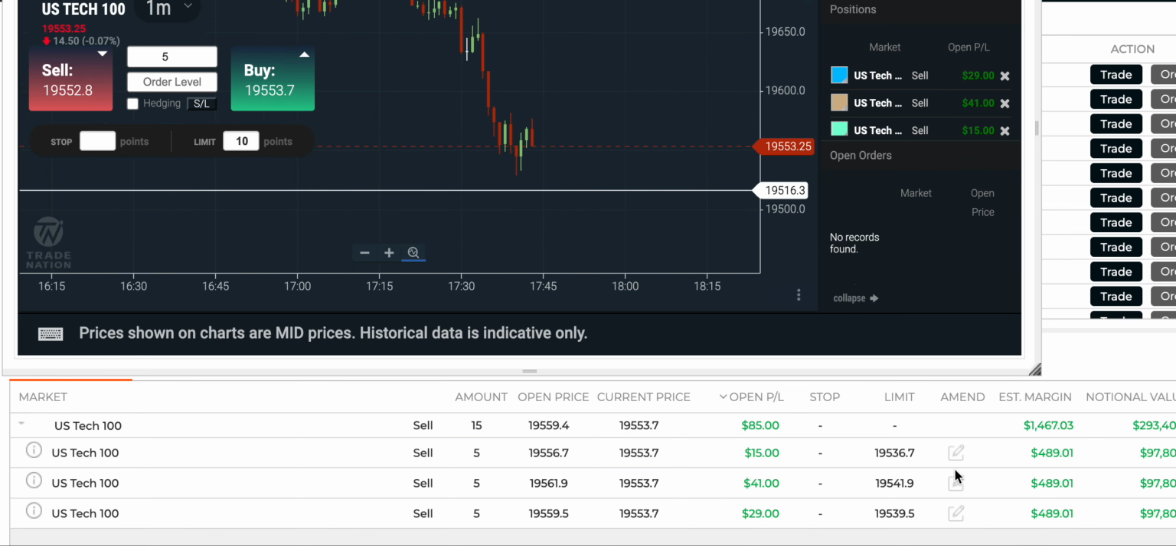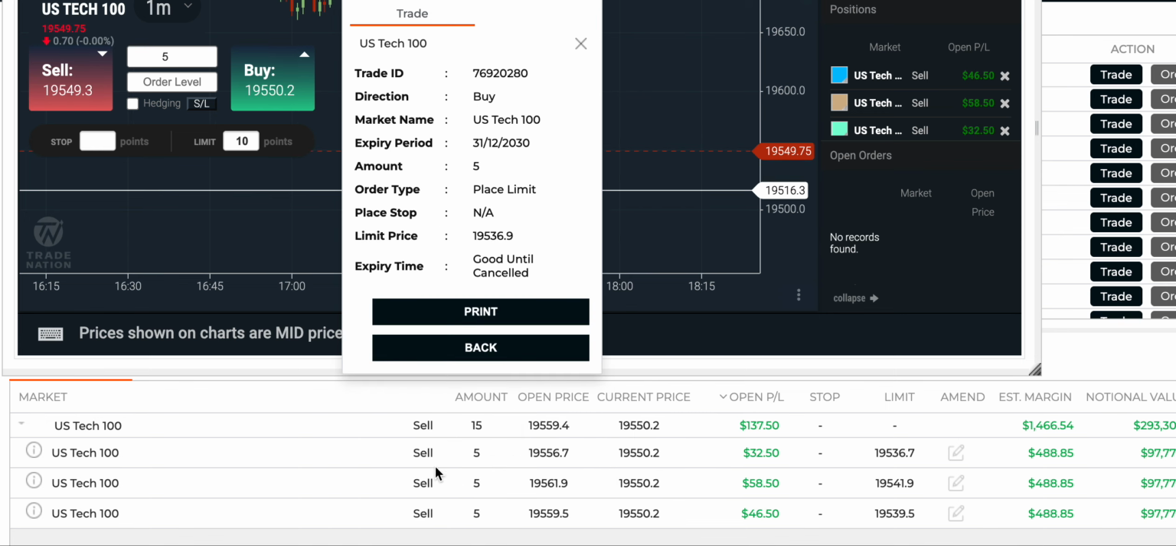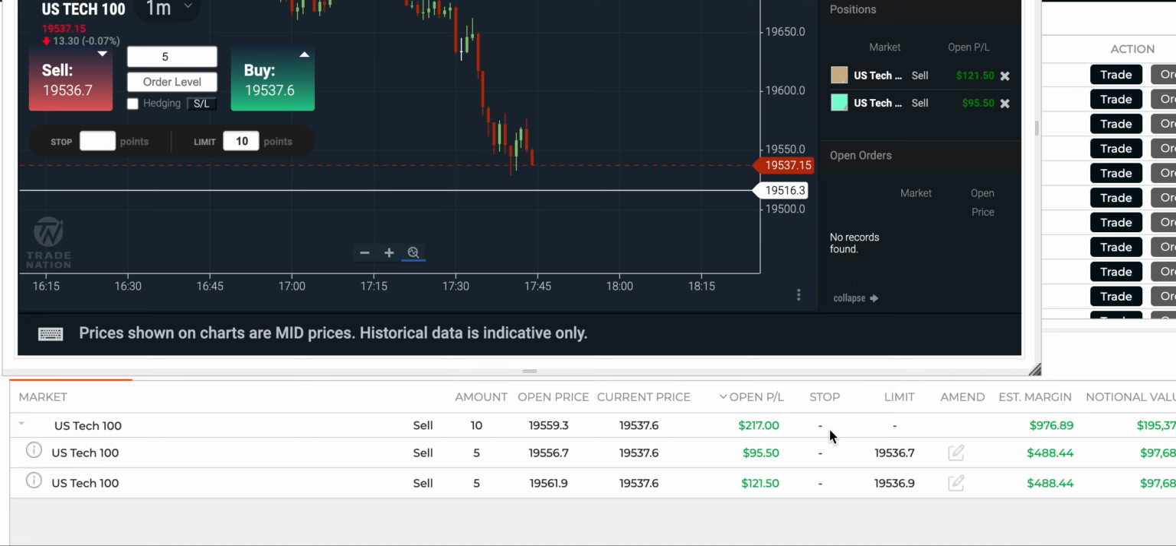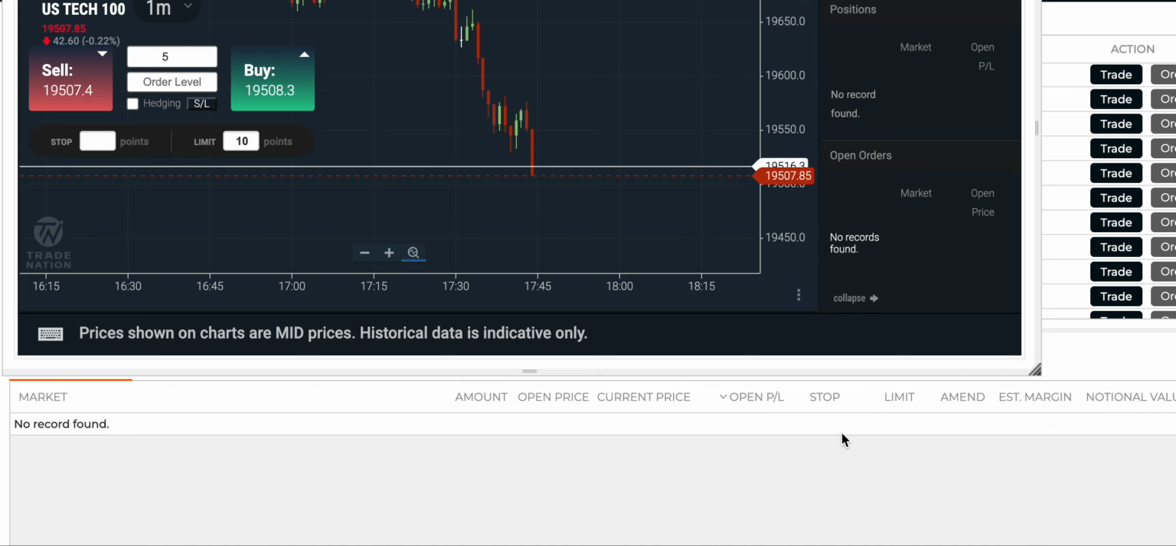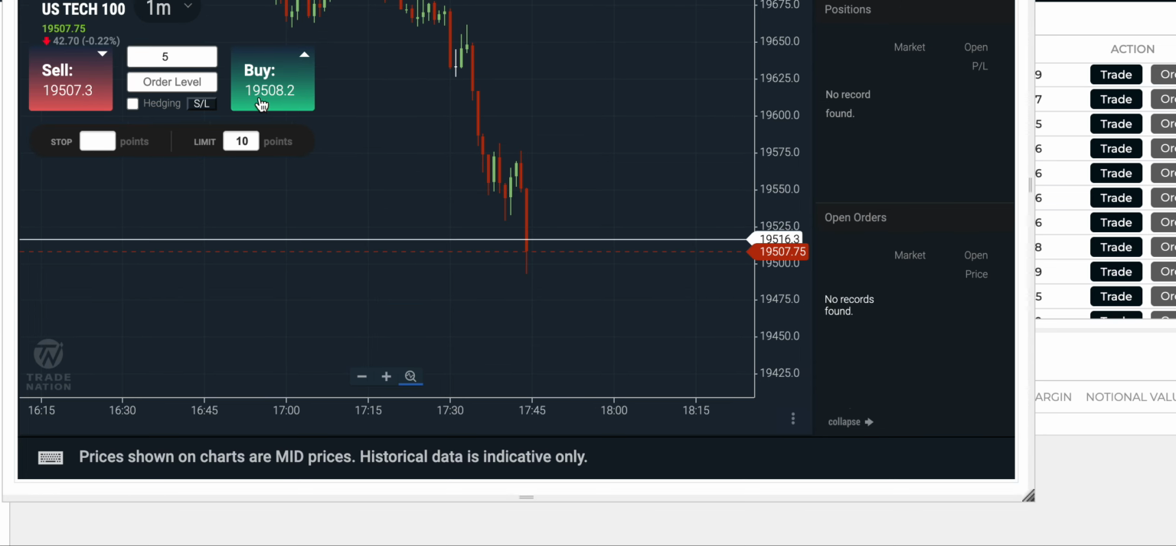I could actually push this to 25 points instead. Okay, there it is. Beautiful, beautiful. Okay, what's that? 300 for the day? Oh, beautiful. Even more beautiful. You see that dip? Okay, now I can go ahead and reverse back to buy.